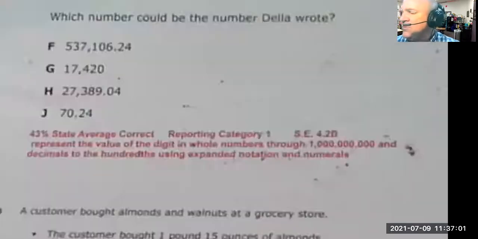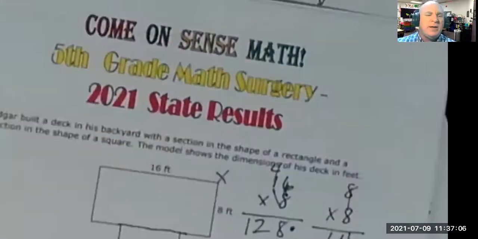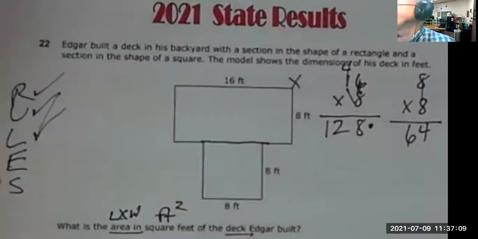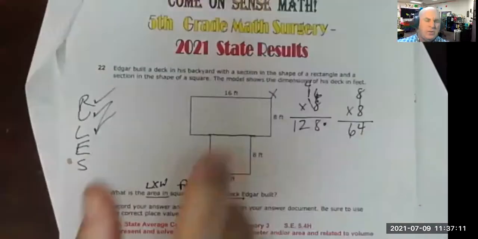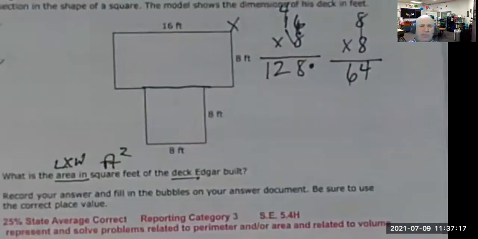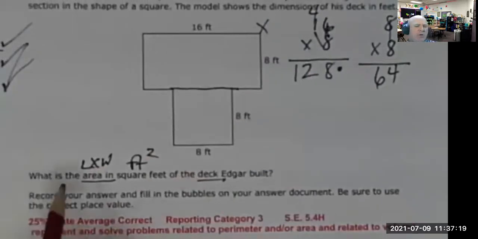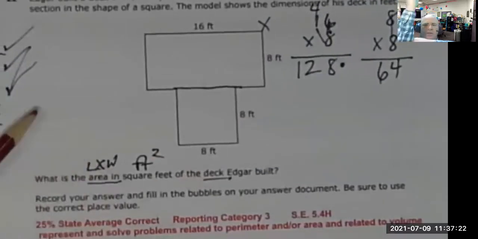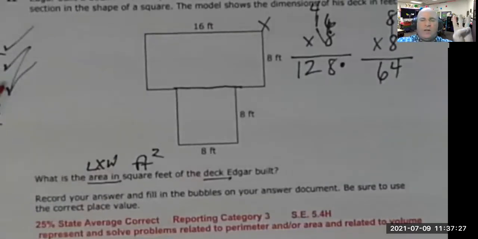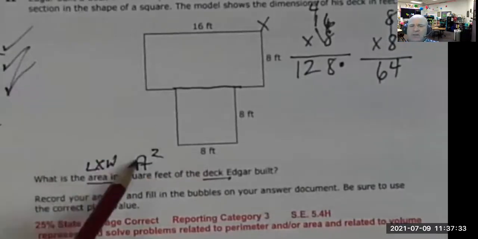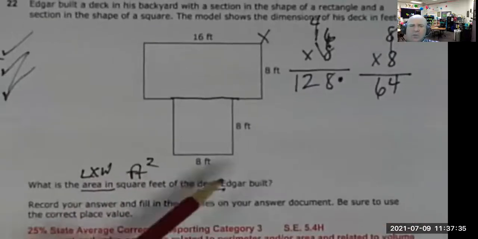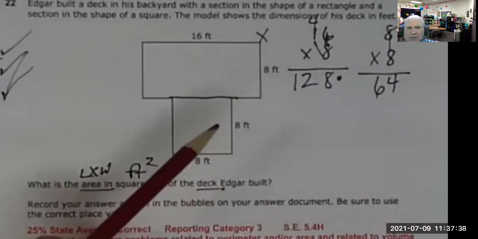Now, let's fly forward just a little bit and see a fifth grade question. They were asking the fifth graders a similar question about area that was just a little bit more complex. What is the area, length times width in square feet, area squared, of the deck that Edgar built? And so I'm going to guess that this deck is right here.